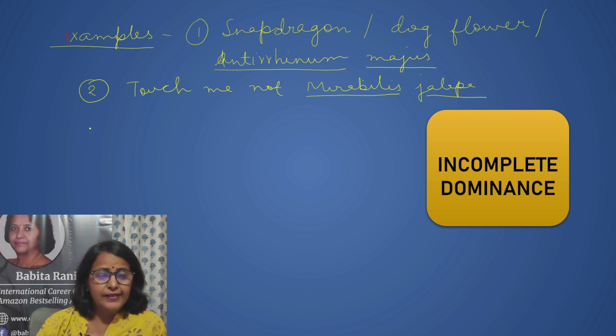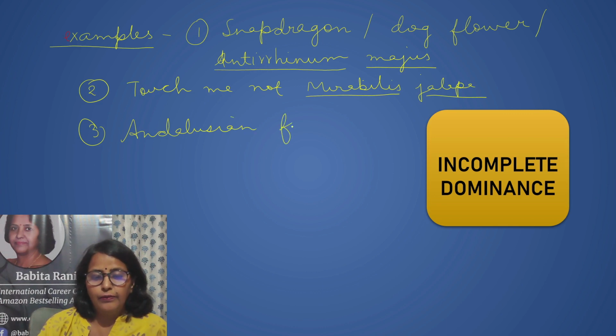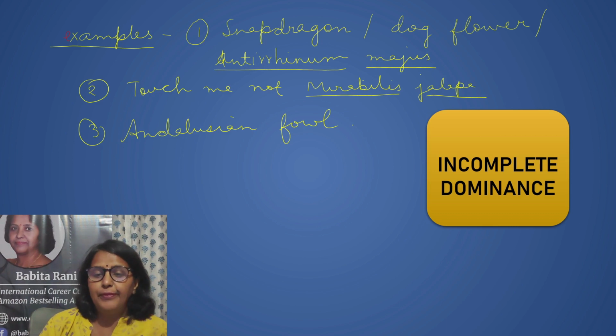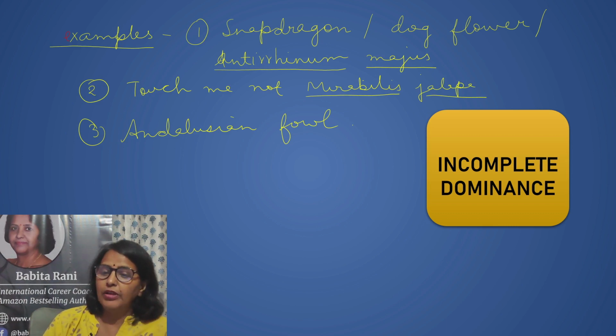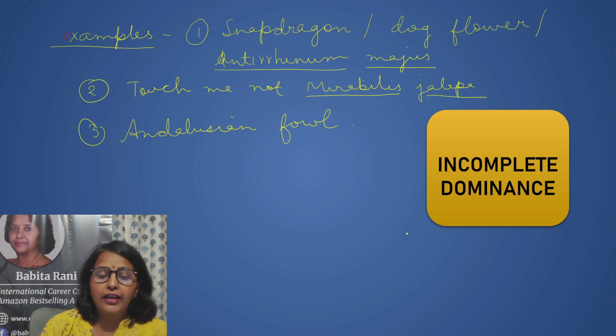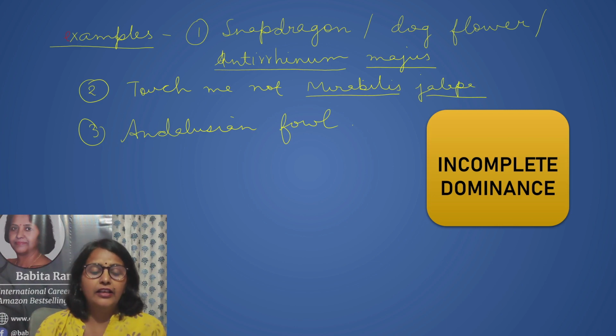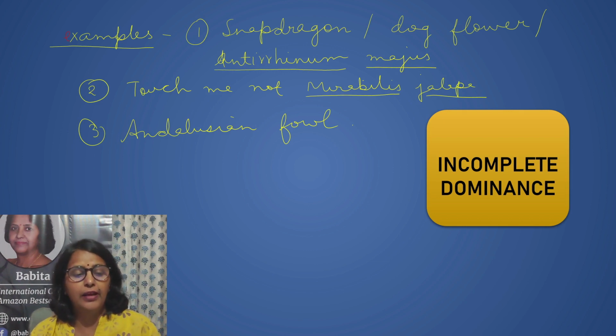The third one is an example of an animal. There is a bird which shows incomplete dominance, that is Andalusian fowl. So these are three examples, the most common examples that you will find in different books. That is snapdragon or dog flower, as they are commonly called. The scientific name is Antirrhinum majus. The second one is touch me not, which is the common name, and the scientific name is Mirabilis jalapa. And the third one is Andalusian fowl, which is a bird.